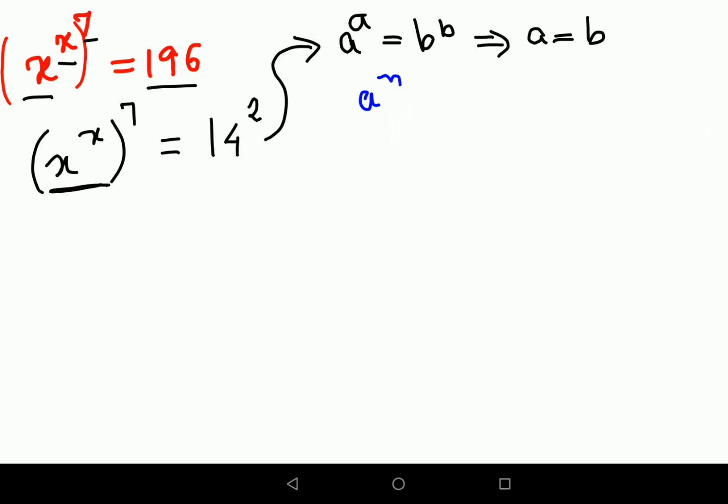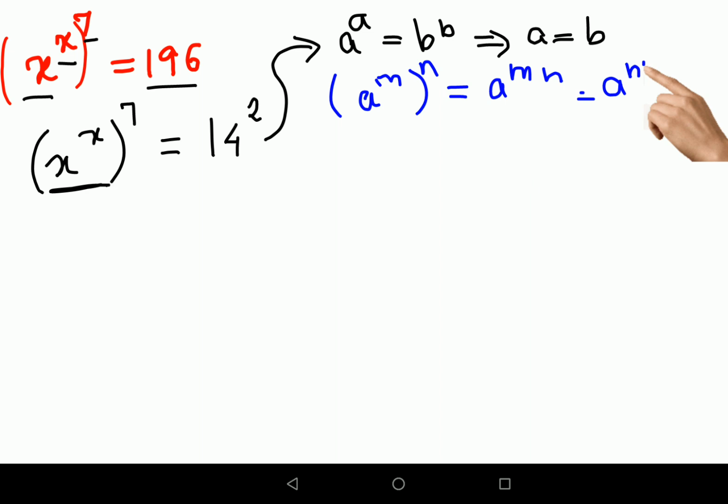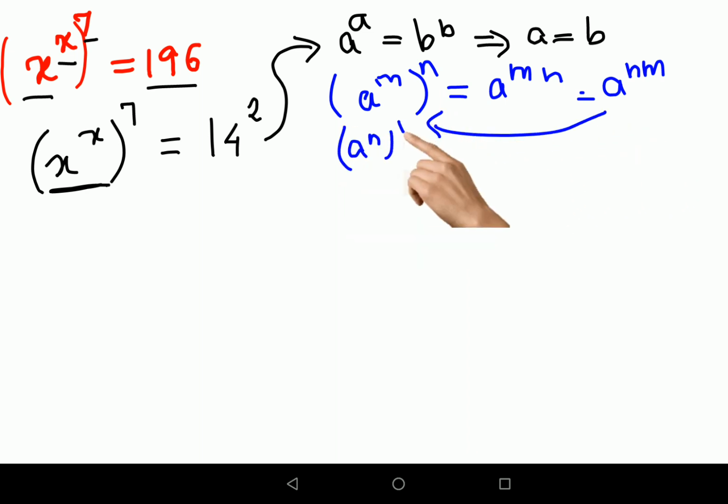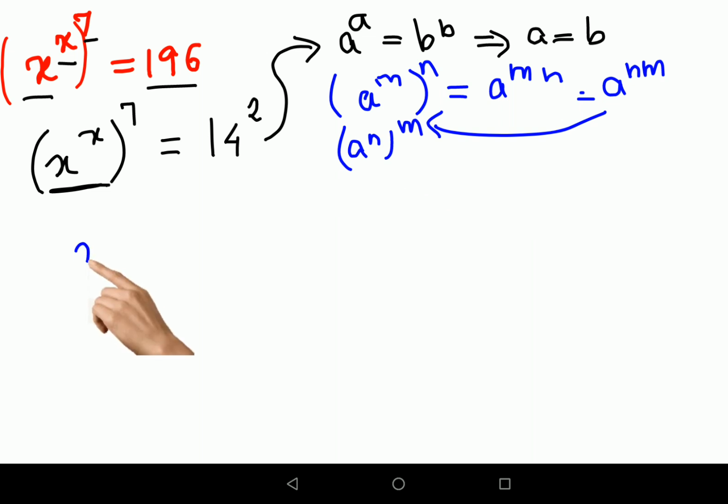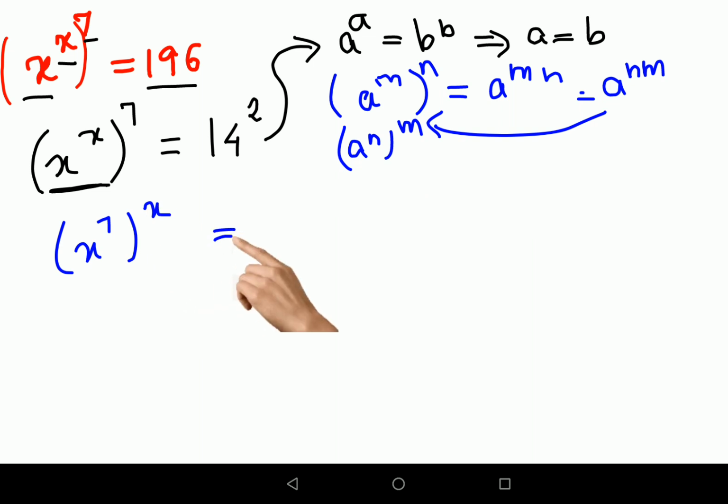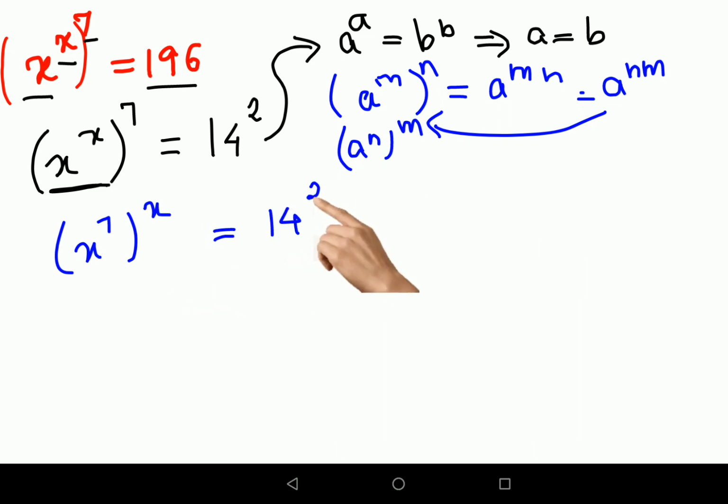So now understand, one thing is very important. When you have (a^m)^n, you just shift it to becoming a^(m×n). Now all of us know that the multiplication property is commutative, means you can shift the numbers from front to back. So this can also be written as (a^n)^m. Using that property, I can write this as (x^7)^x, and this I'm still going to write as 14 square.